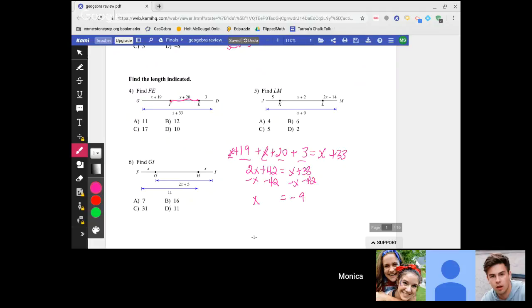So you have x equals negative 9, but you're not done because it wants you to find FE. So FE equals x plus 20. So negative 9 plus 20 equals FE. So then that means 11 equals FE. Okay, good.